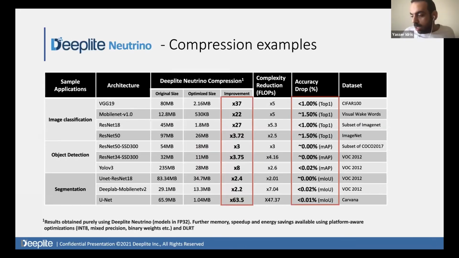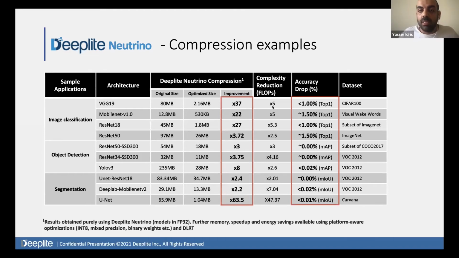And just to give you a few examples of what Neutrino did achieve with a few of the models across different model types. So for image classification, we have a lot of improvement. As you can see in the size, for example, if you check VGG19, we have a standard model size of 80 megabytes. After Neutrino, the output was 2.16 megabytes, so almost 37x improvement.